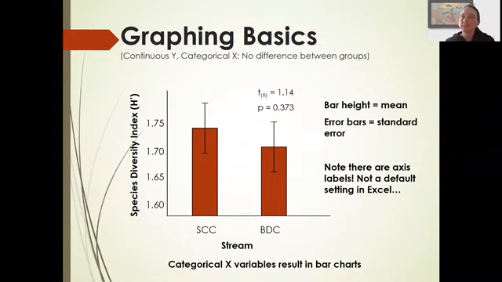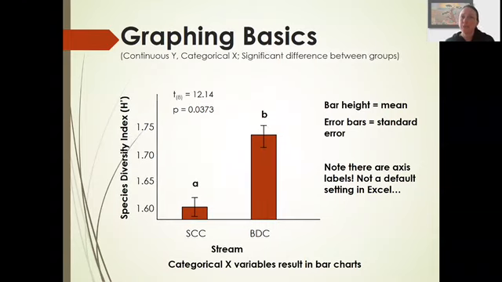And then there are some statistics on this graph. There's a t-value. We'll learn about that in a few weeks. There's a p-value. We'll also learn about that later. But in this case, you can see we have a continuous y, categorical x, and those error bars are really overlapping. Based on the statistics, I know, and you will know eventually, that there's no difference between these two groups, or these two streams have the same diversity.